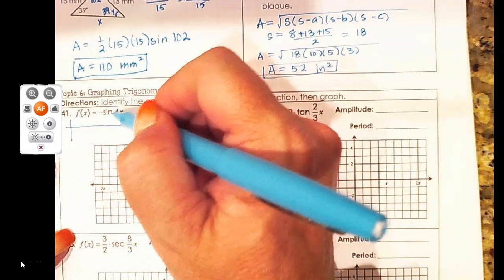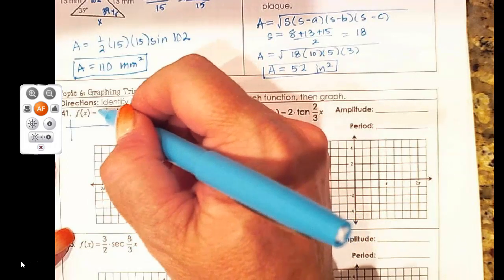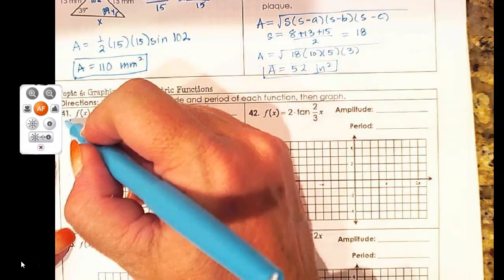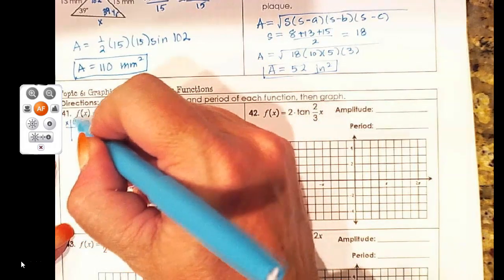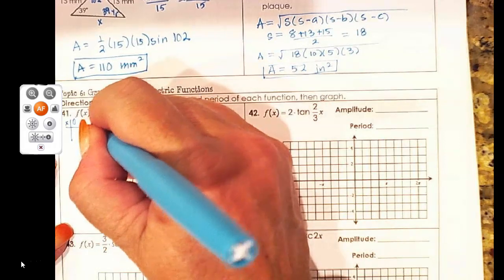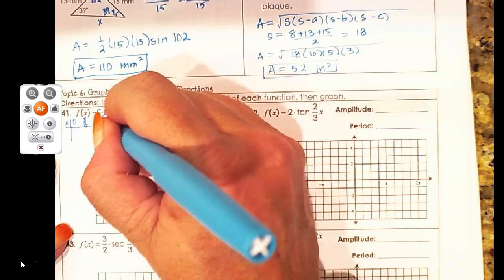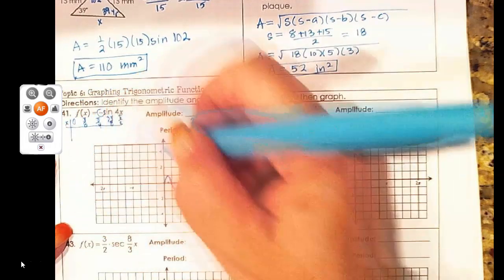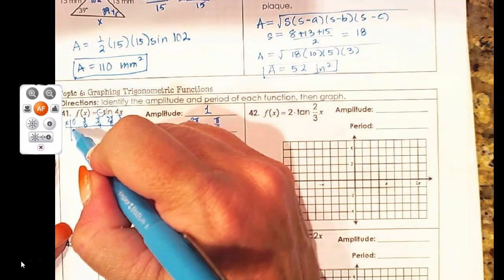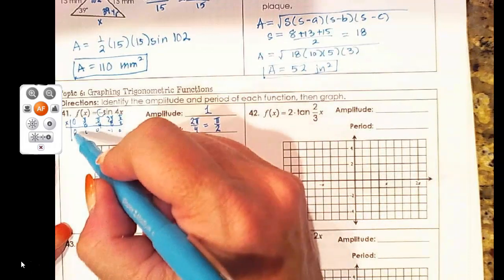In that amplitude. The reason why we create the table is because when we have this a value here, it kind of throws things off a little bit. So if I'm going between 0 and pi over 2, and I cut it in half, I have pi over 4, pi over 8, and 3 pi over 8. So that just tells me where these little marks are that I made. And my parent function is 0, 1, 0, negative 1, 0.